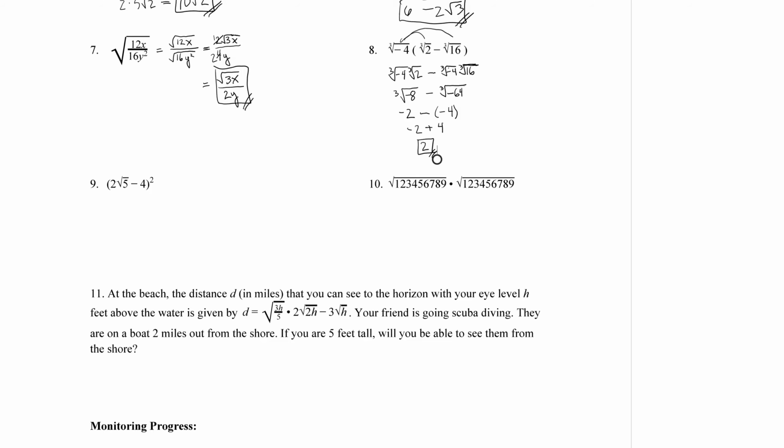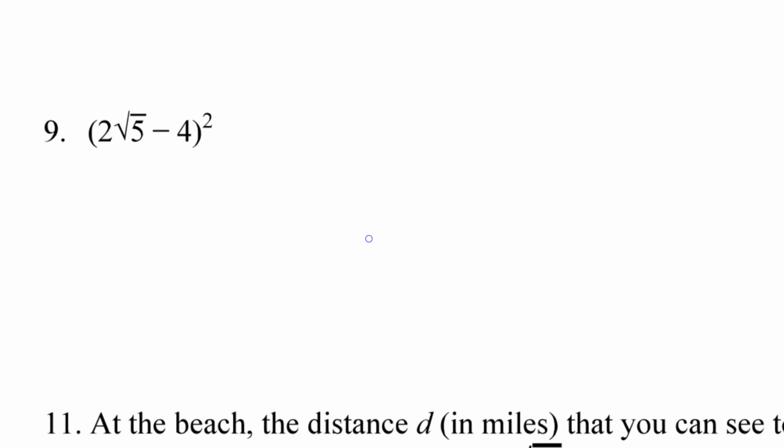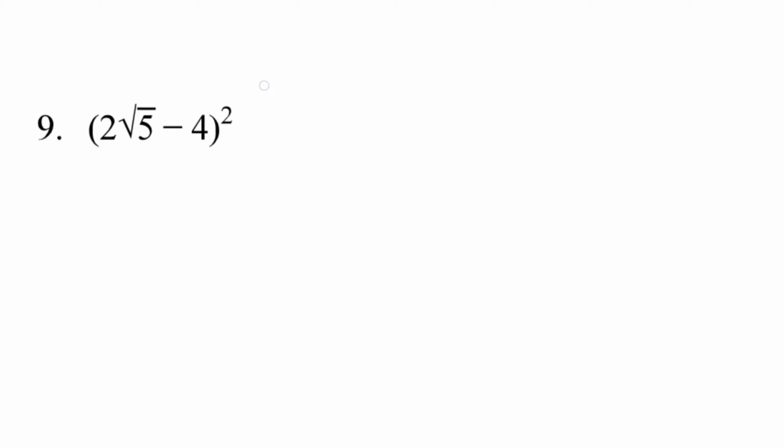All right, if we look at number 9, we got 2 square root of 5 minus 4, the quantity squared. So this is equal to 2 square root of 5 minus 4 times 2 square root of 5 minus 4. So I'm going to recommend that we set this up with a box.